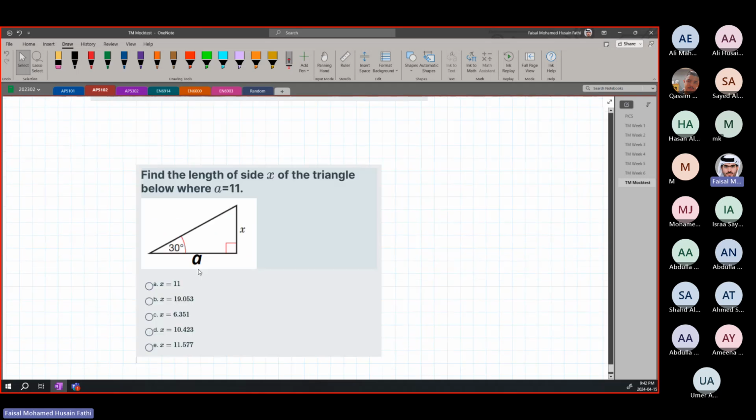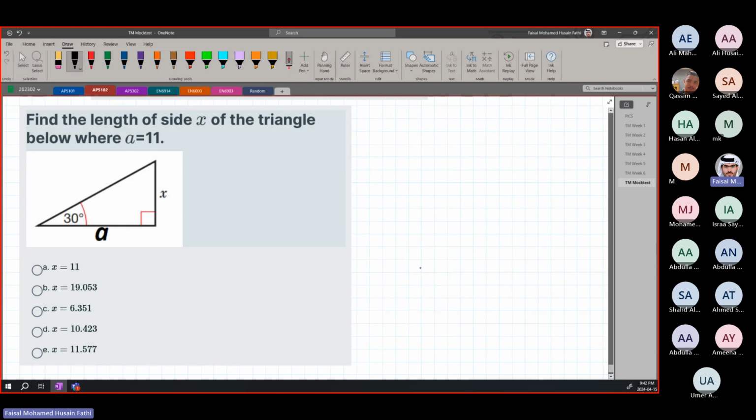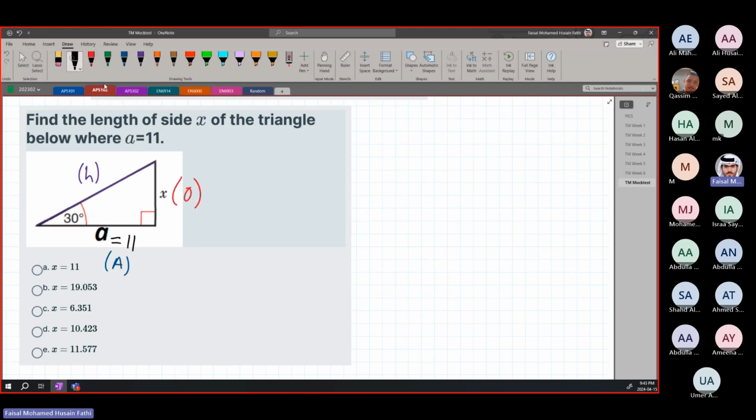All right. Next question. Find the length of side x of the triangle below where a is equal to 11. So we know that this is equal to 11. Again, we need to determine where our hypotenuse is first. So this line over here is our hypotenuse. This is our h. The angle given here is 30. So we know that this is our adjacent, and we know that x is our opposite. All right. So SOHCAHTOA.